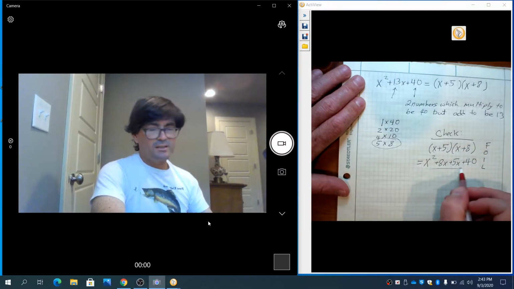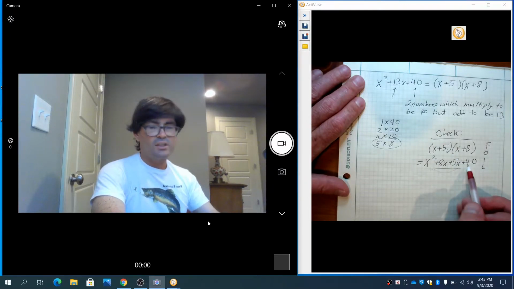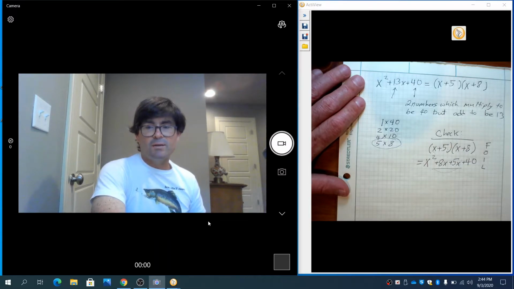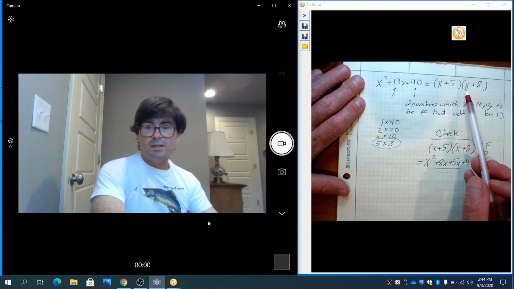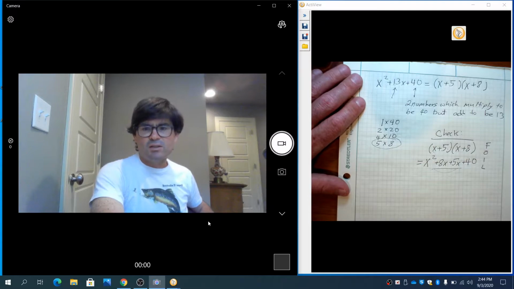And if you add these like terms together, you get x squared, you get 13x right there, and 40. That's just where we started. So that shows me that we factored this correctly, and you can easily take the factored form, the two binomials, multiply them out, and get your original trinomial. So that was a good example to start with.